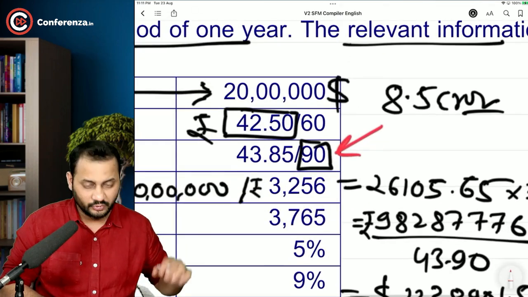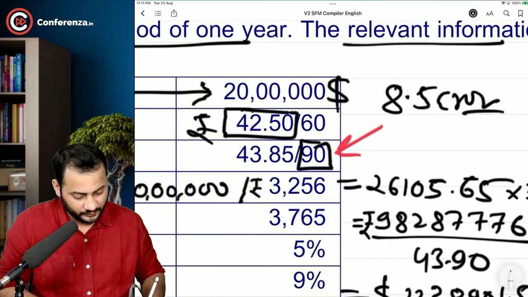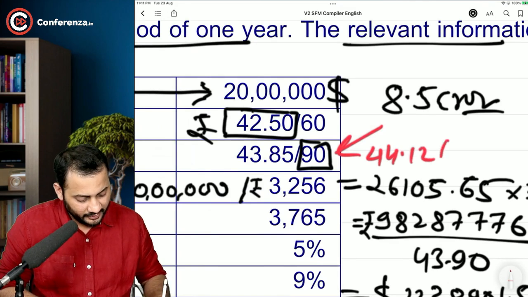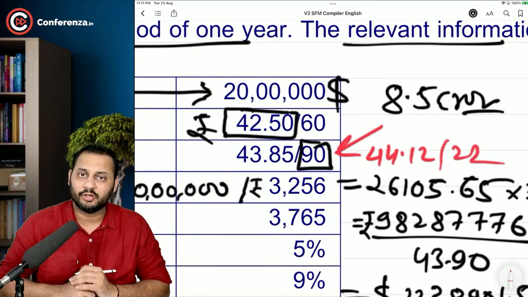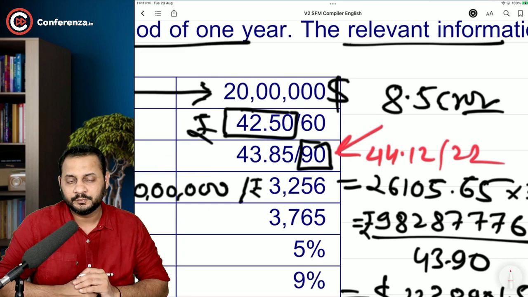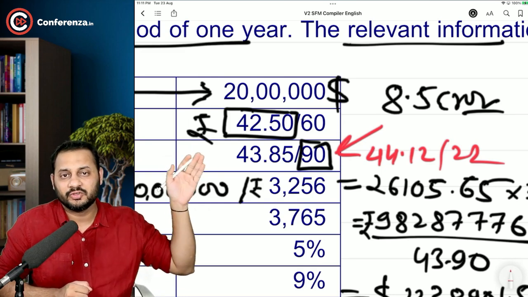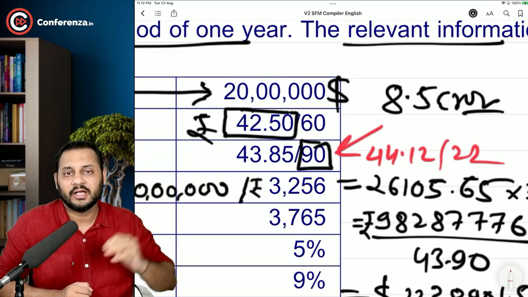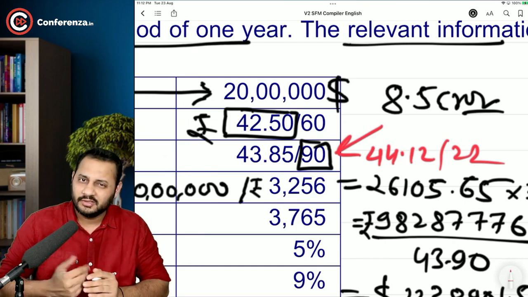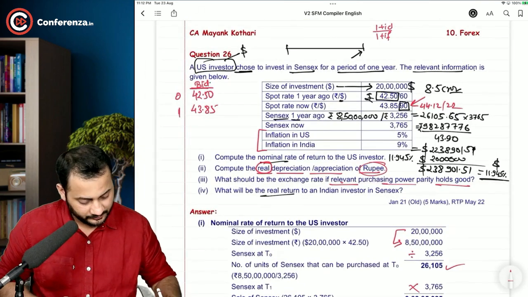And you can see that it is only 43.85 and 90. The purchasing power parity theory says that this should be the rate, 44.12 and 44.22. Instead, the actual rates are much lower than the theoretical rates. There is an arbitrage opportunity in this case.